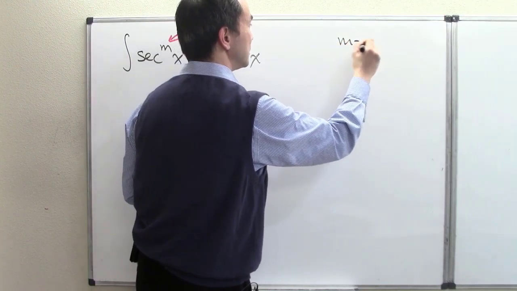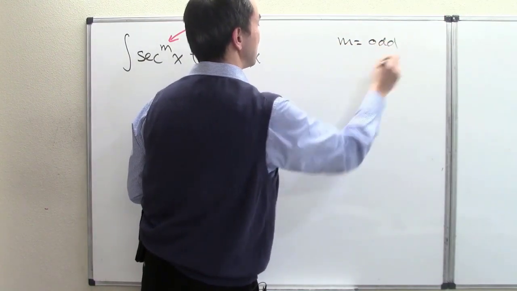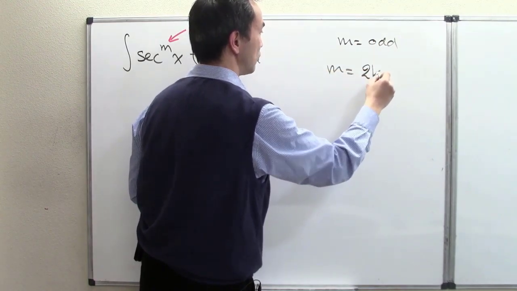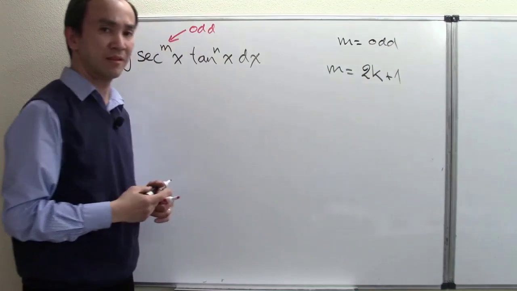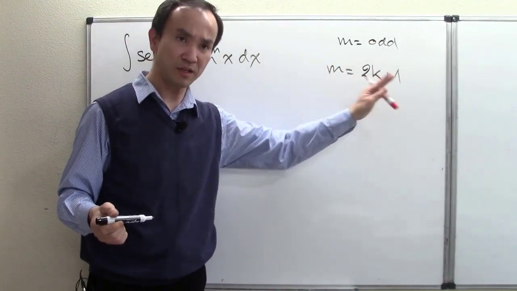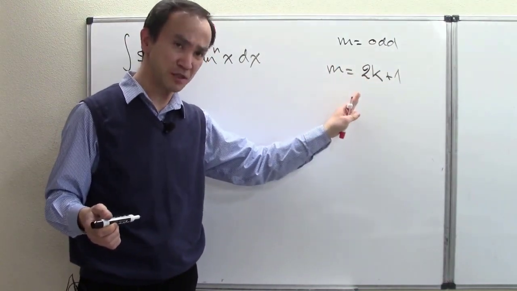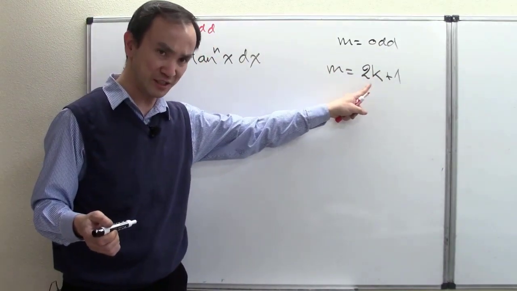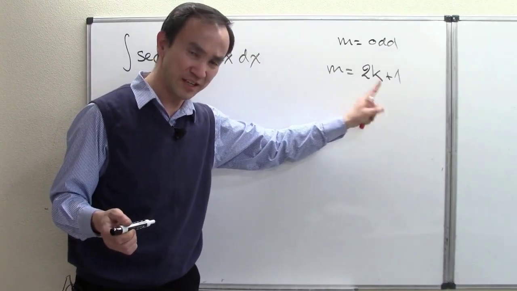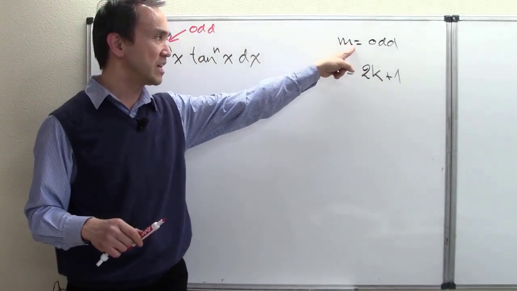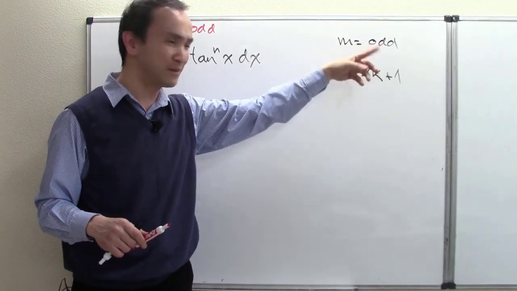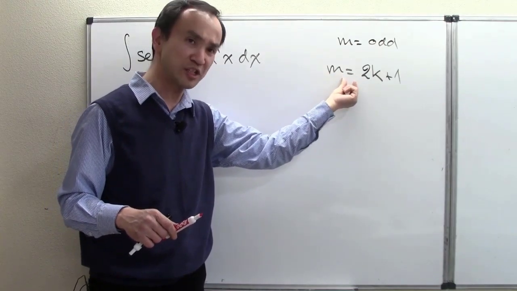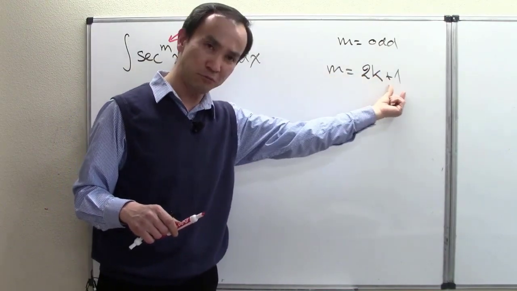M is odd means m has to be in the form of a multiple of 2 plus 1. You can also write it as a multiple of 2 minus 1, but for this kind of problem, let's purposely write that as our power m for the secant can be written as 2k plus 1. The better form is writing like that. So once again, m being odd means m can be expressed precisely as a multiple of 2 plus 1.